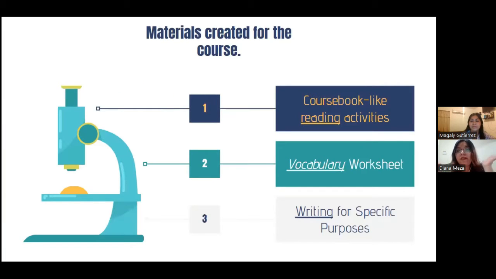And the materials that we're going to show you, the first one is course book like reading activities. Then we have the vocabulary worksheet, and then we have the writing for specific purposes that we are writing as a process.